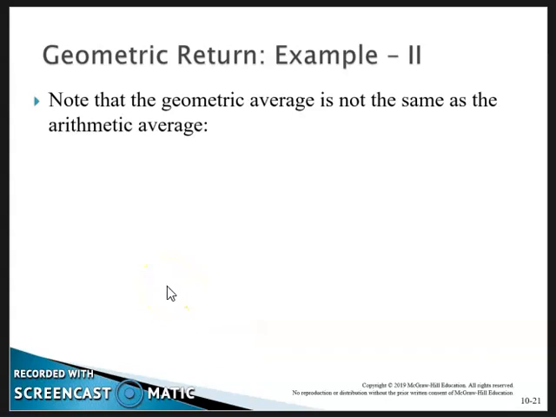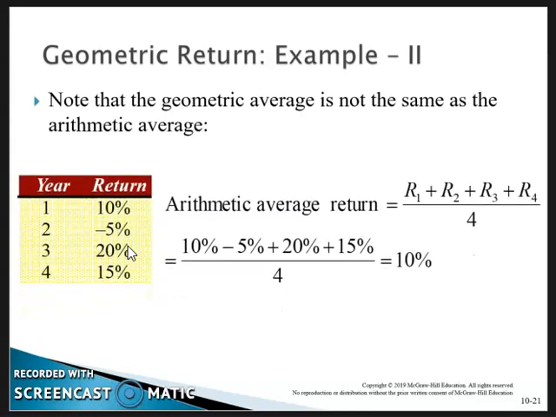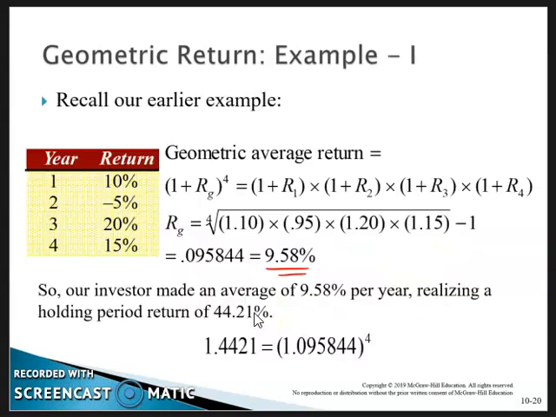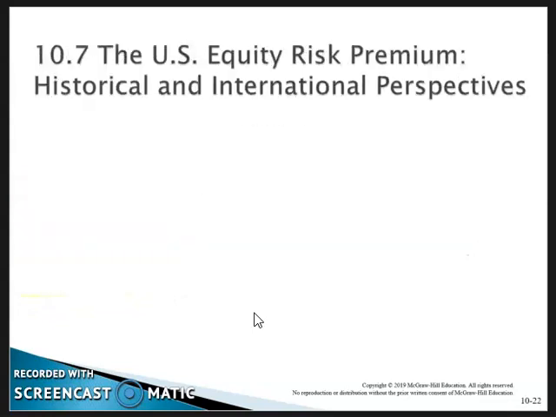Okay, so in the last lecture we saw the geometric return. Now the comparison: the arithmetic average on that same set of data. All we're doing is summing up these returns. So we add the 10 to the -5 and the 20 and the 15, and we divide that by four, and we get 10%. Recall the geometric average was 9.58%.